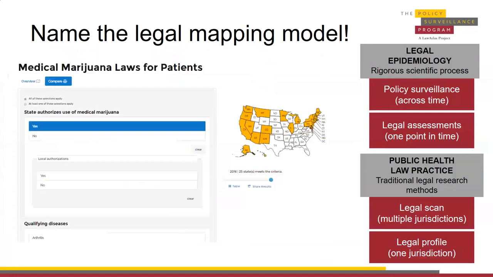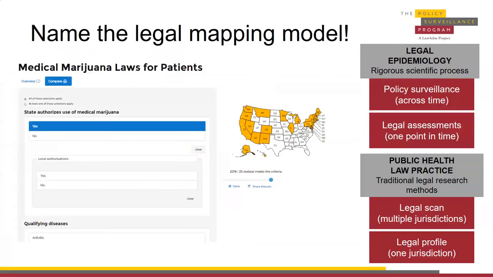On this next example, this project compares medical marijuana laws across all 50 states and over time. It lists a research protocol and heightened quality control standards. And this is an example of a policy surveillance project.